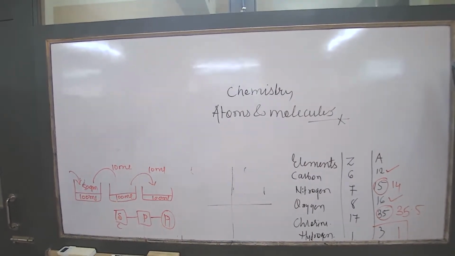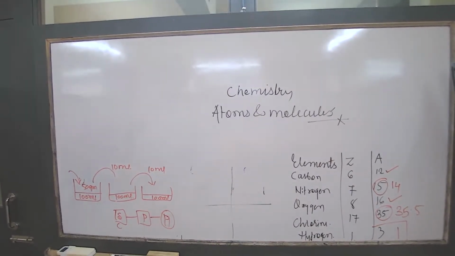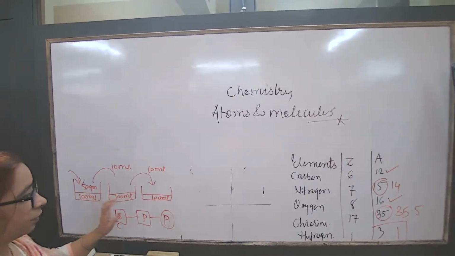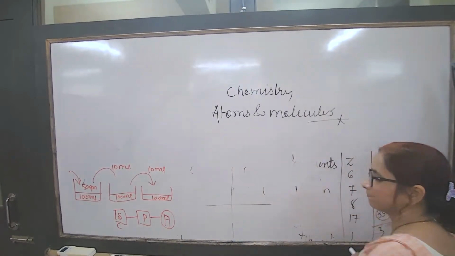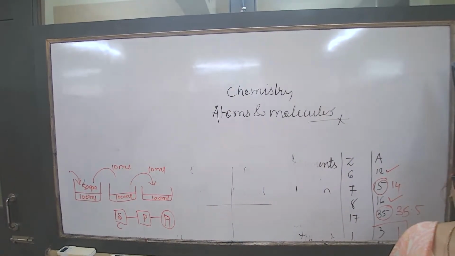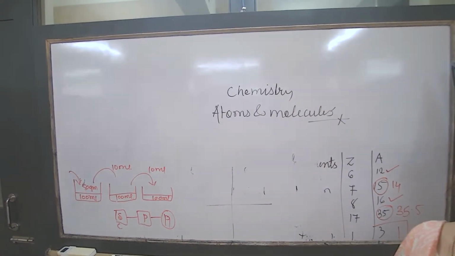Which 3 bonds, at least 2 we have done. Which bonds are there? Chemical bond. Types of bond. Transfer of electron, sharing of electron. By these two processes, which bonds are formed?